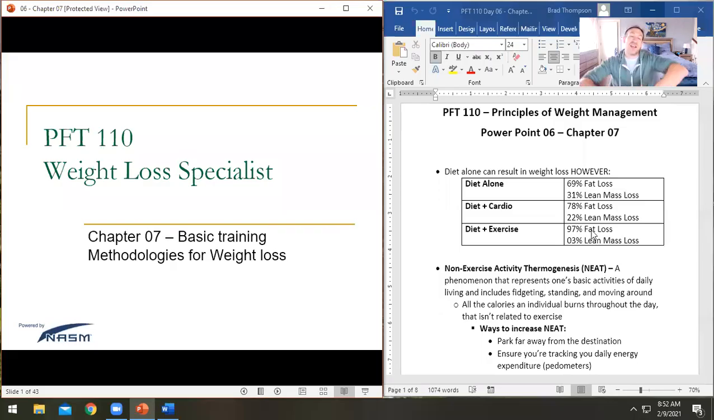So today we're looking at chapter 7, basic training methodologies, which means that when we say training methodologies, we're talking about the things that maximize caloric expenditure, right? What are the things that, when you are putting together a program, will absolutely torch calories?